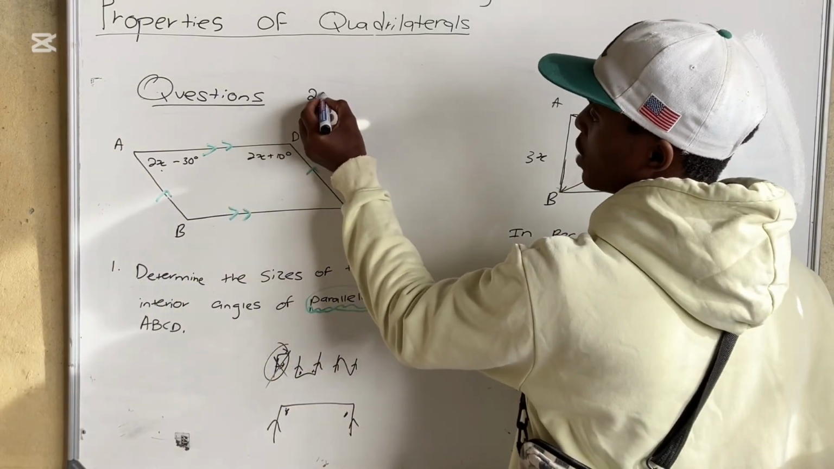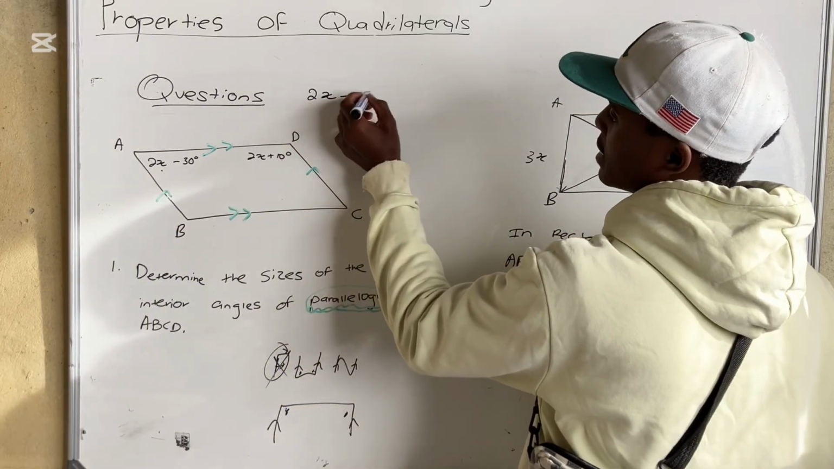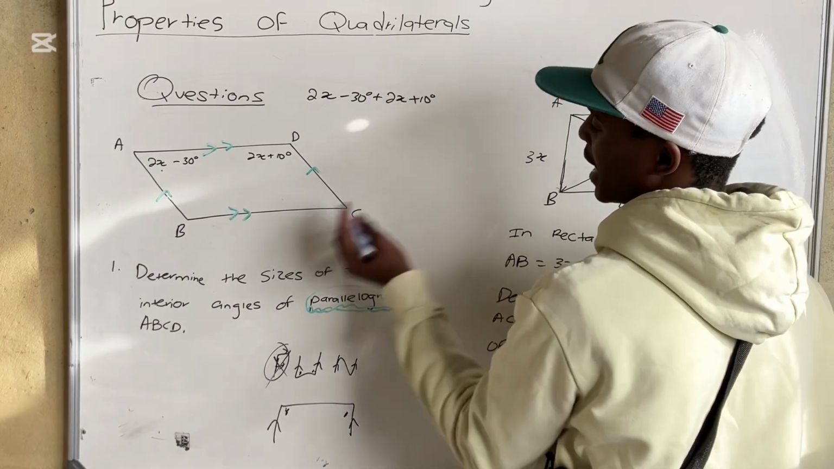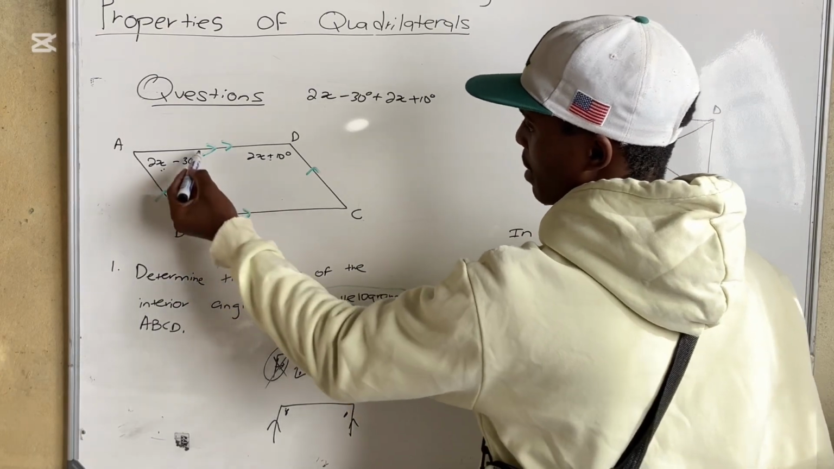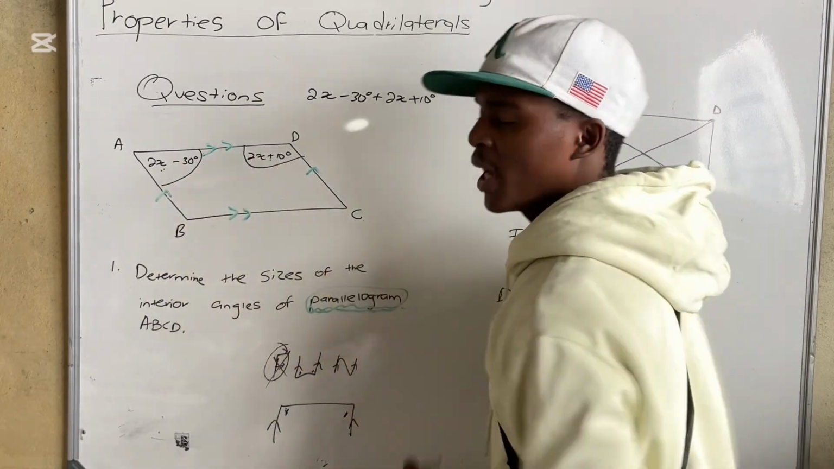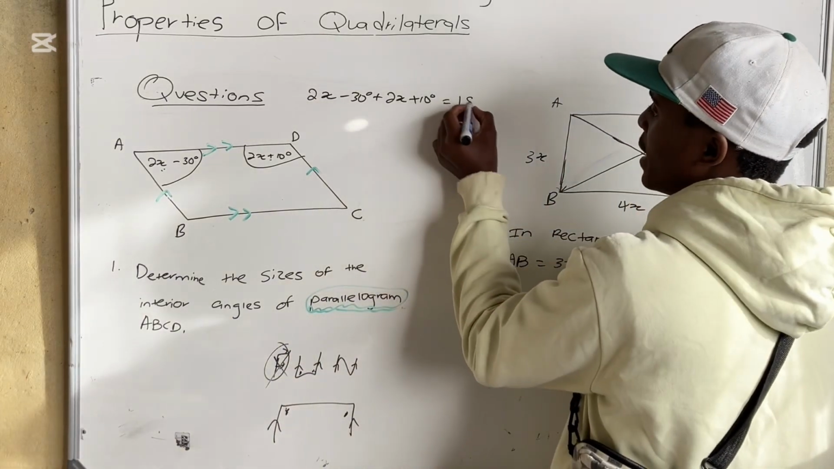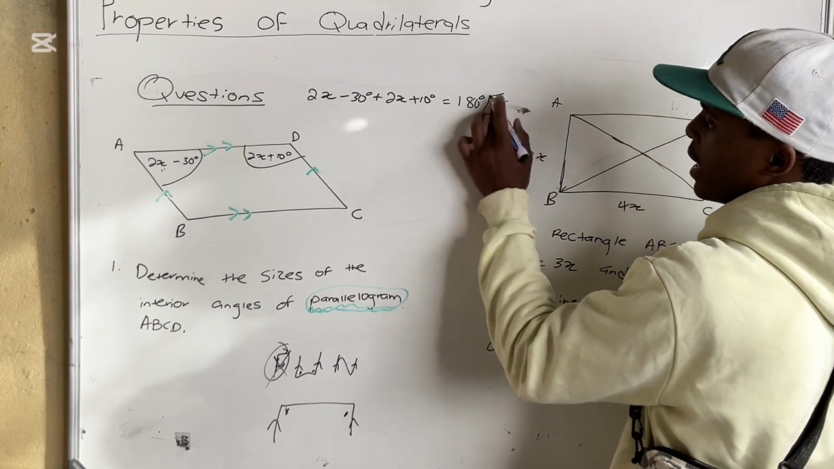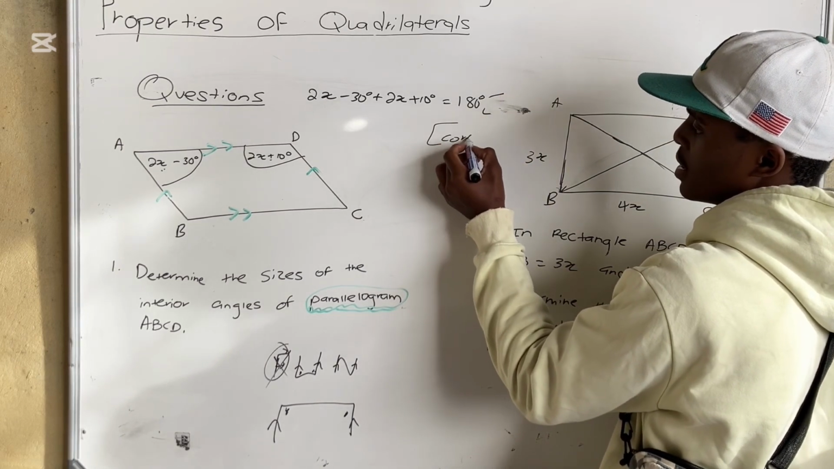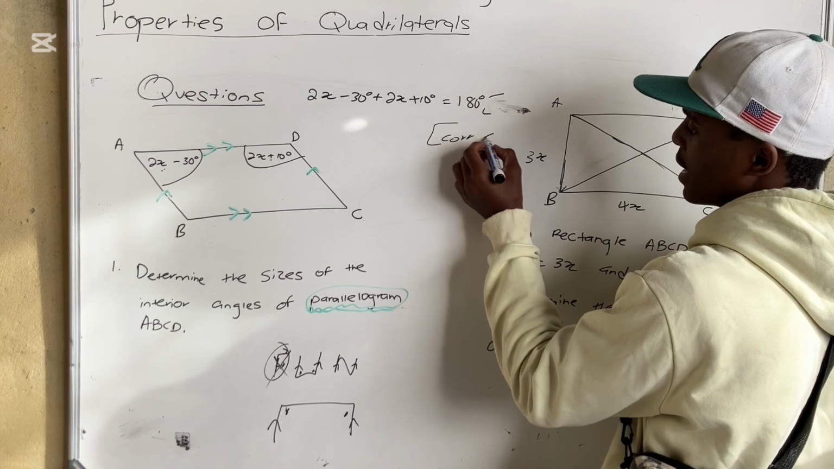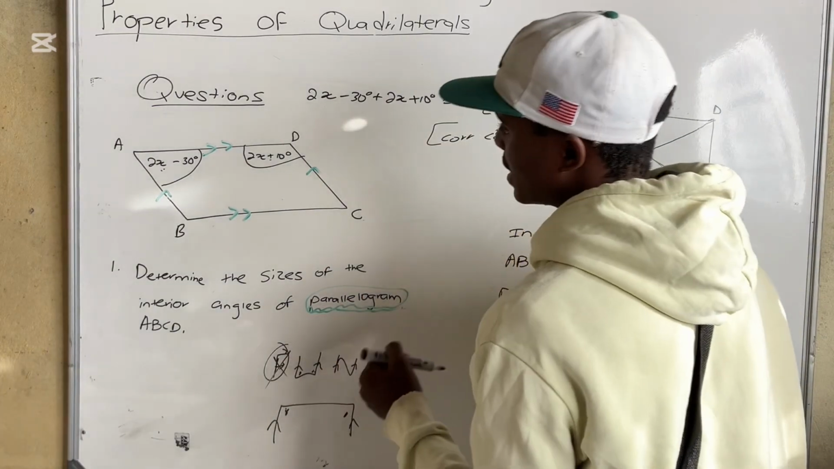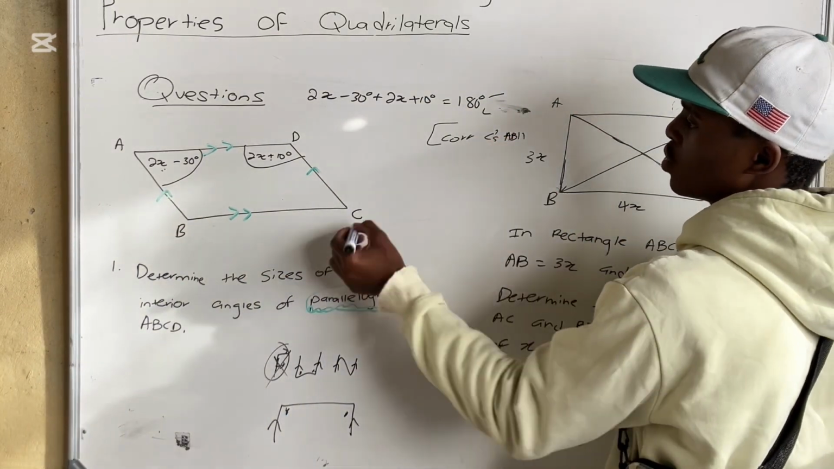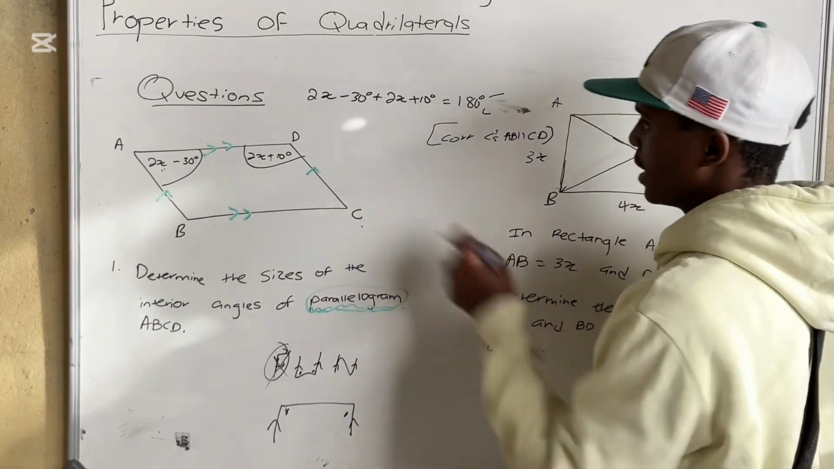So we're going to say 2x minus 30 degrees plus 2x plus 10 degrees. What I did, I added this and this. Remember that this angle and this angle, when you add them together, they must give you what? 180 degrees. Reason is corresponding angles. Okay, can I write it here? Corresponding angles. Why? You must write what is parallel to what, and say AB parallel to CD.